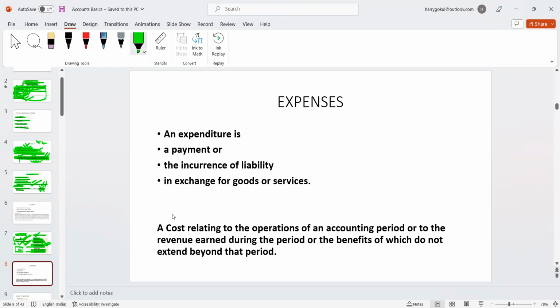That's the important thing. Okay, cost relating to operation of the accounting period during the period. The income and expenses are related to 12 months. Within the 12 months, whichever happened, we should account it. Right now, cost: I need to pay electricity, the current bill, salary, commission, wages. To run the business, you need to incur some expenses. Those are the cost to the company.